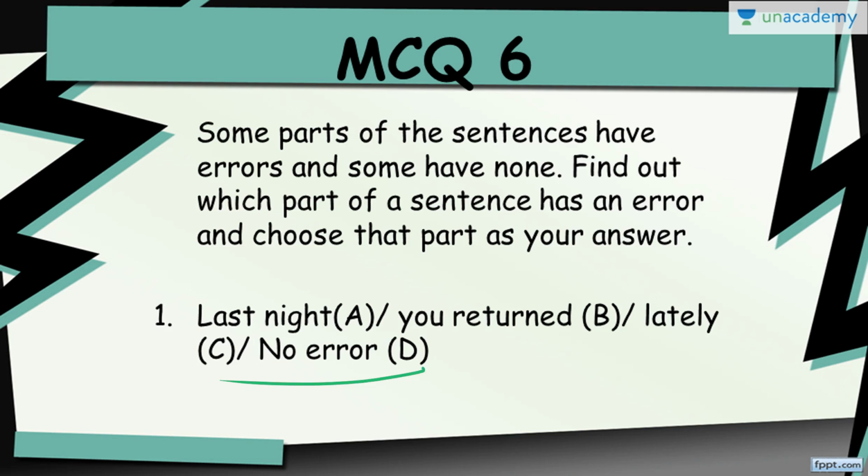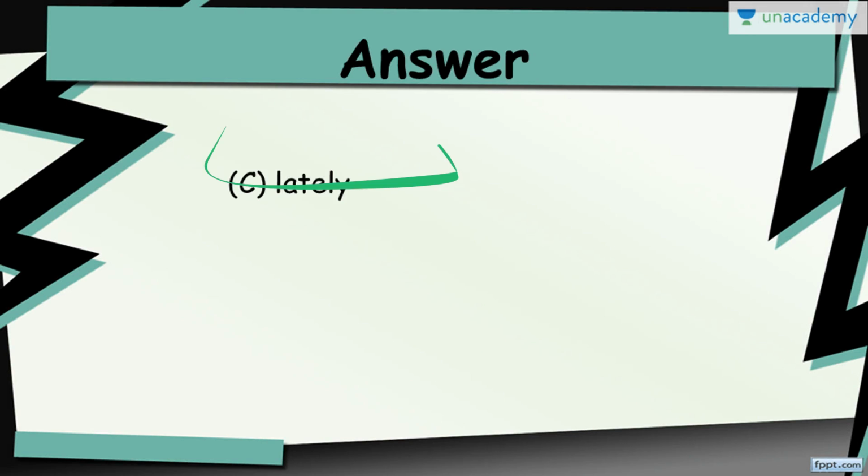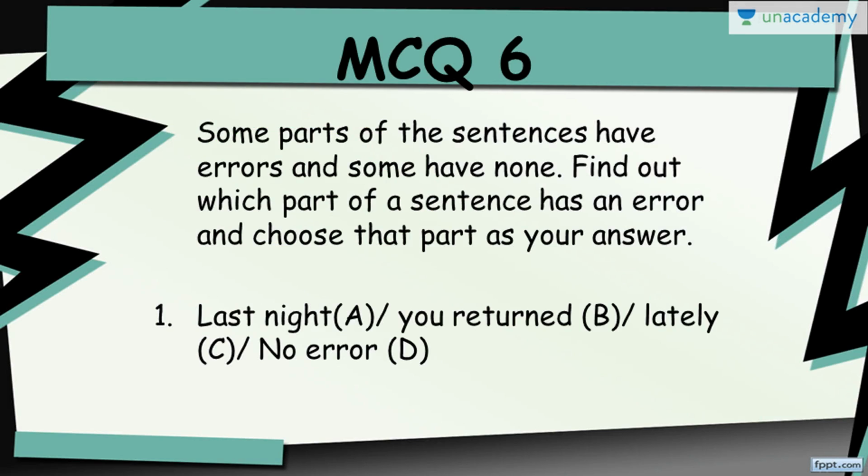So if there's an error in this part, say A. In this part, say B. In this part, say C. And if there's no error, say D. So the correct answer to this question says C, lately. Why is this incorrect? Because you have to find out which part was not correct. Okay, you had to find out the errors, not the part which was correct.